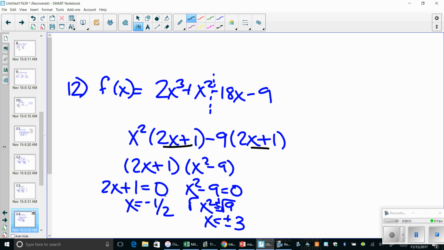Solve 2x plus 1 equals 0, you get negative 1/2. Solve x squared minus 9 equals 0, take the square root, you get positive and negative 3. So it's negative 1/2, positive 3, and negative 3, all with a multiplicity of 1. So that's B. All right, I'm going to pause this right here and pick up with number 13.